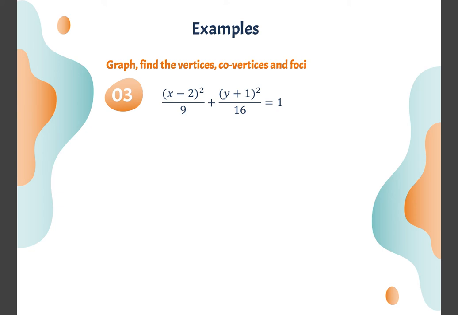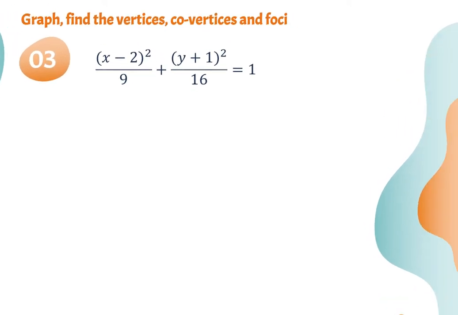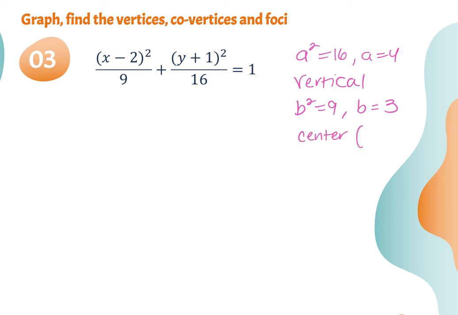Same set of instructions. Graph, find the vertices, co-vertices, and foci. It's already equal to 1, so that step is done. Where's my A squared? Under the y squared. So A squared is 16, which makes A 4. And it's under the y, so this is vertical. B squared is 9, so B is 3. And what's your center? 2, negative 1. Good.